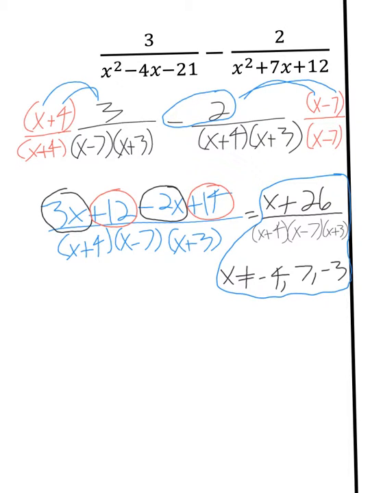And now we have 3 terms on the bottom, 3 binomials. So x plus 4, x minus 7, x plus 3. So x can't equal negative 4, positive 7, or negative 3, because that'll make it divide by 0.